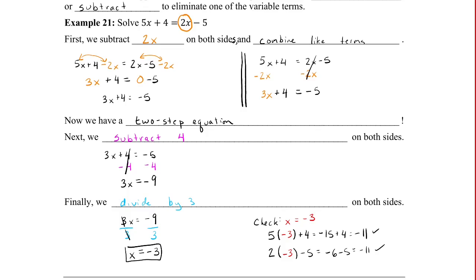Okay, so those are the basic kinds of equations. The last thing we need to talk about is, what do we do if we have a linear equation in one variable that doesn't immediately look like any of those?